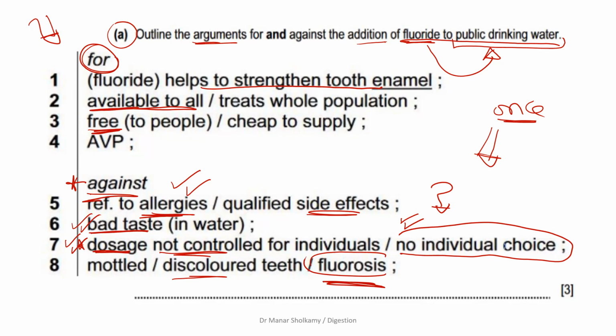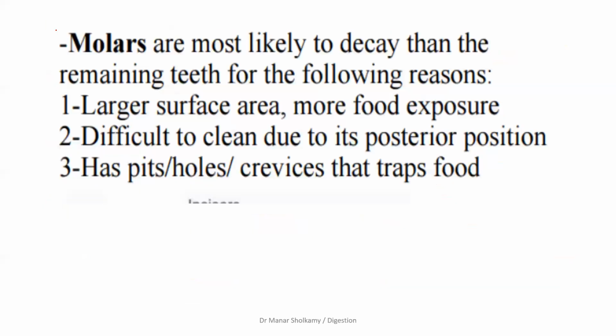So we only talked about the anatomy of the teeth, how dental decay happens, how to prevent it, and we talked about fluoride. I don't think you had any idea about fluoride. Okay, now why does caries always happen in the posterior teeth, in the molars? Caries is always common in the molars. Why?